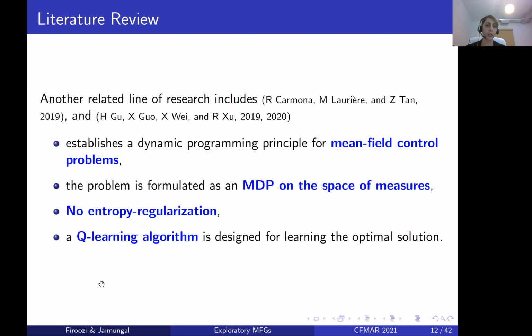There is also another line of research in the literature which deals with mean field control problems, and they deal with dynamic programming principles. So they consider an MDP, Markov decision process, on the space of measures, and develop dynamic programming on the space of measures. So no entropy regularization is used in this series of works to the best of my knowledge. And what they do is to develop a Q-learning algorithm to learn the optimal solutions and also the equilibrium for the system.